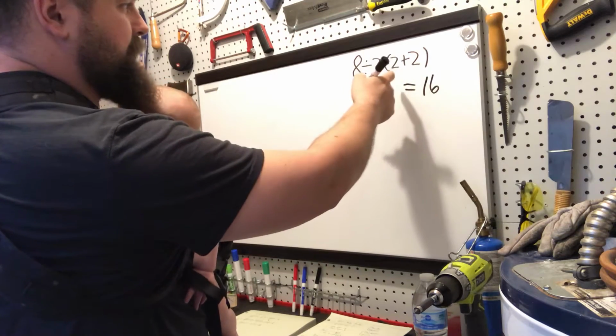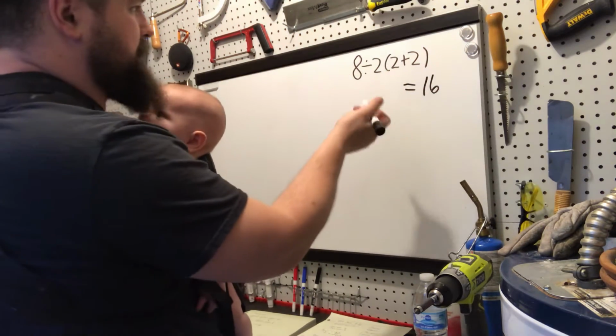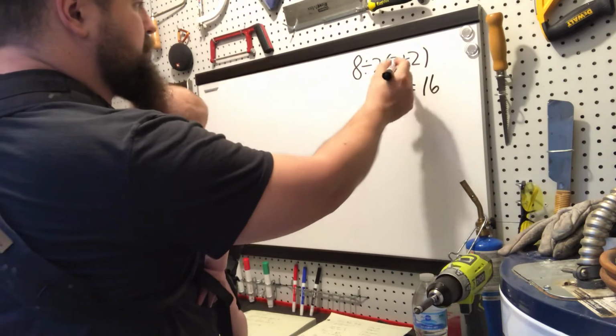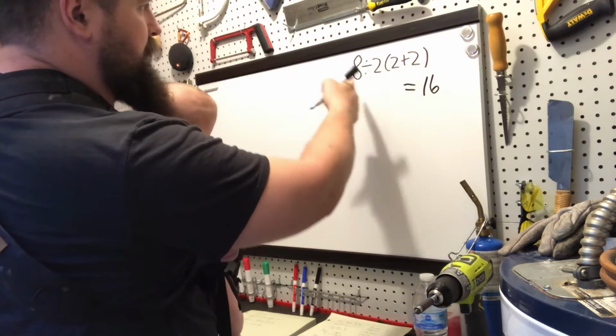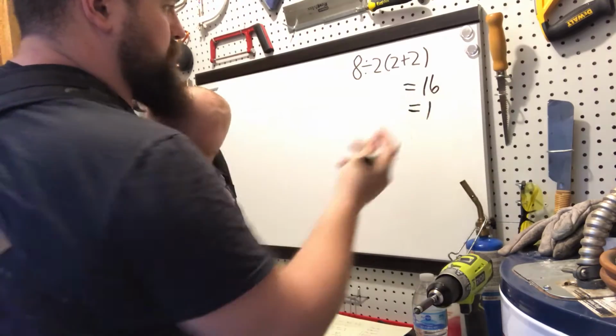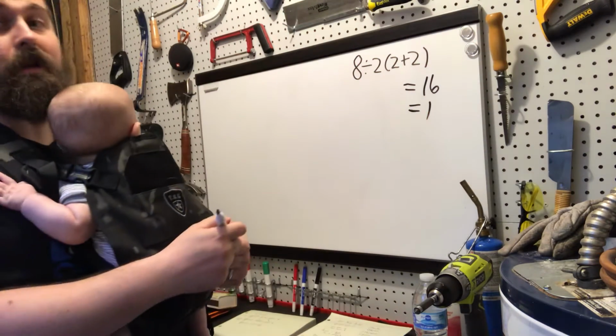Others were saying, no, it's PEMDAS. Please excuse me, dear Aunt Sally. Parentheses, exponents, multiplication, division, addition, subtraction. So it would be this first, and then that, and then you'll get equals to 1. Well, the question is, what is it?